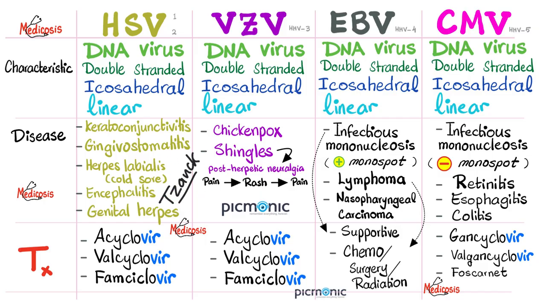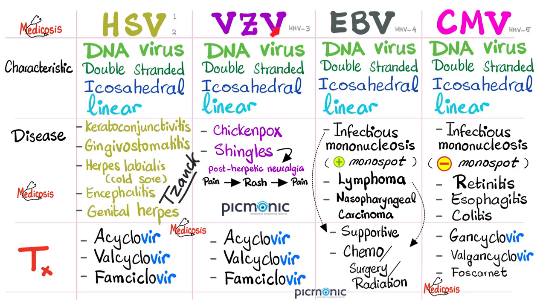Here's a mnemonic to help you remember that HSV causes temporal lobe encephalitis. I want you to get your hand and put it on the side of your skull. Put it at your temple or temporal region and say with me, thank heavens I do not have herpes.